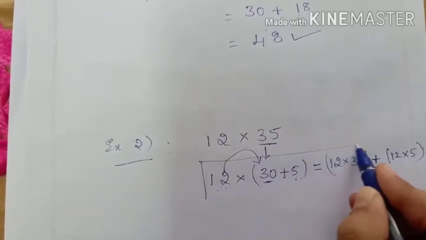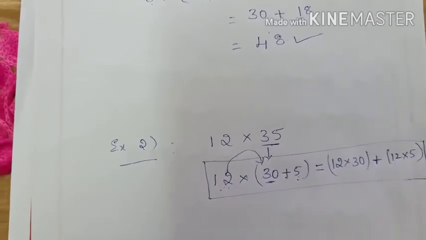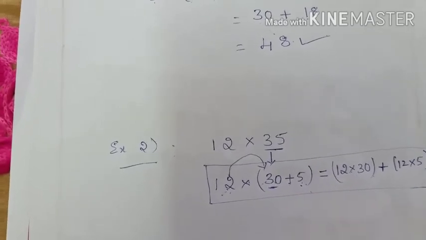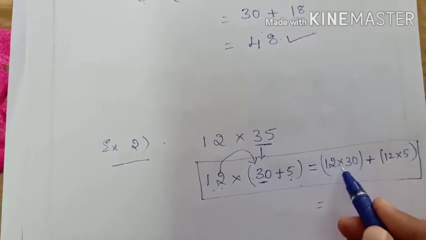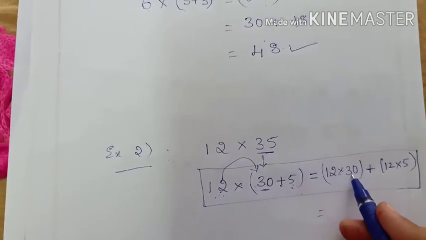So this method or this way is called distributive property. This property is called distributive property. Now you can solve it easily, right? Because you know 12 3s are... solving 12 into 35, 12 3s are, you know.